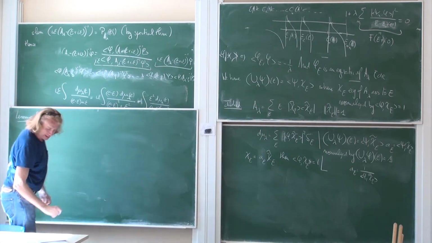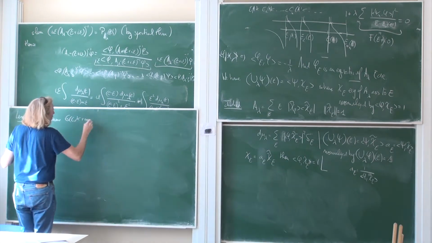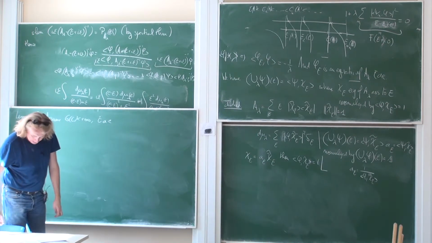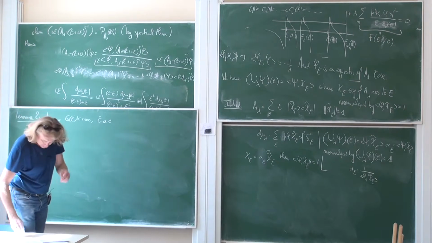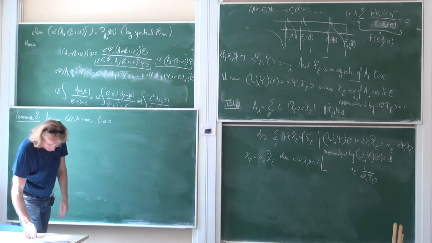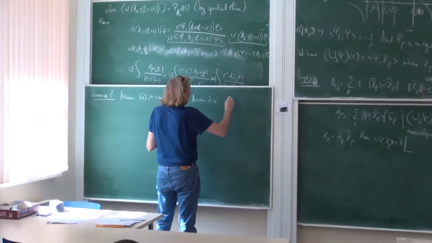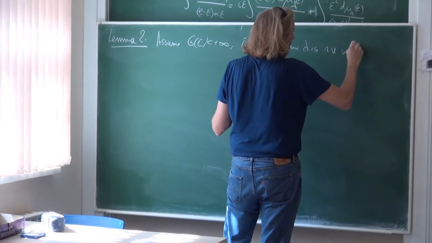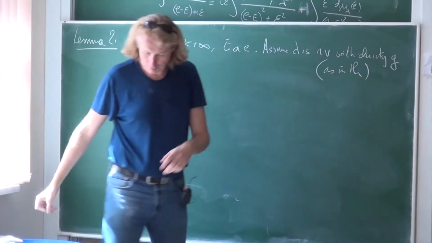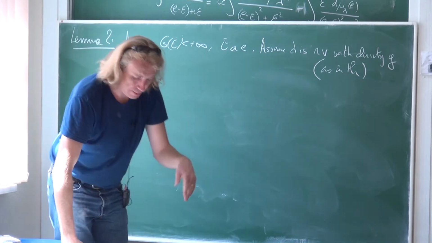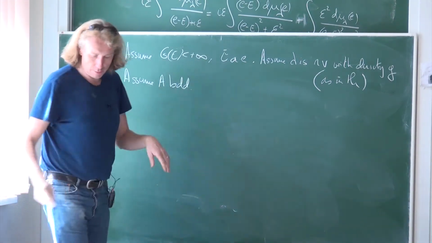So still assume that g of e is finite, e almost everywhere. Right, and so phi equals 1. So lambda is again... okay, so let's assume lambda is a random variable with a density g as in the theorem. And assume that A is bounded to make it simple, which is going to be the case in the application. Assume A bounded.